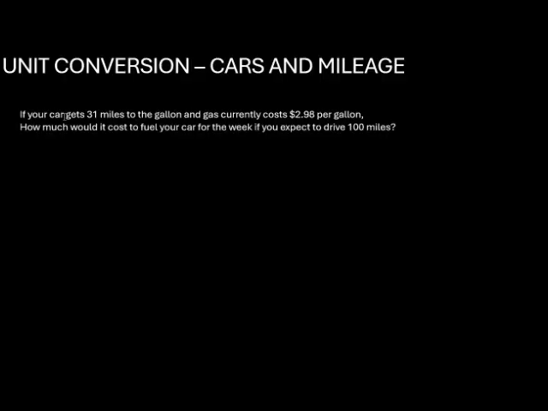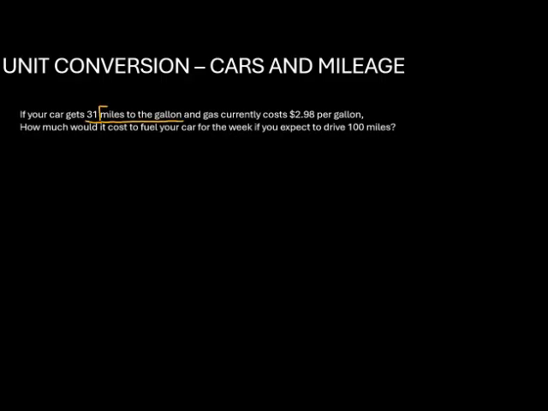Here we'll do a mileage calculation that involves compound unit conversion. We're told that our car gets 31 miles to the gallon, and gas currently costs $2.98 per gallon. We're asked how much would it cost to fuel your car for the week if you expect to drive 100 miles. Let's first note that the first piece of information is 31 miles to the gallon.